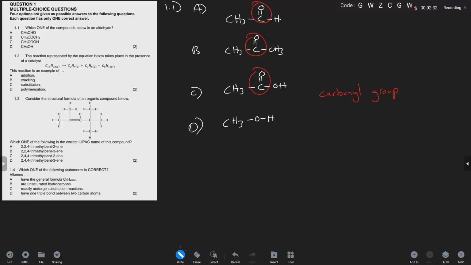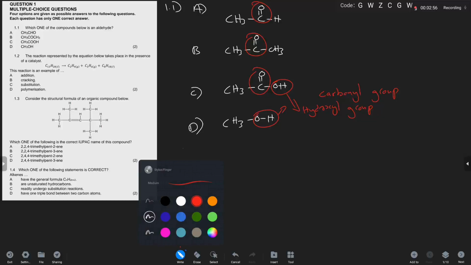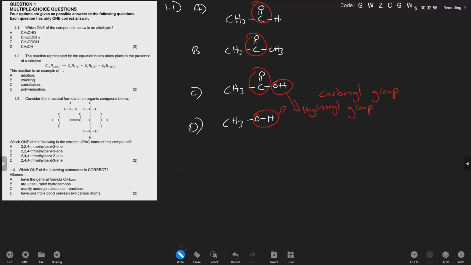Then we look at the third and the fourth compound, which is C and D. They all contain the hydroxyl group, which is the OH group, which is also known as the functional group of alcohols. Now we consider the first organic compound. It has that formyl group.